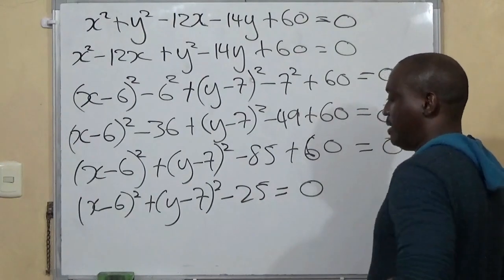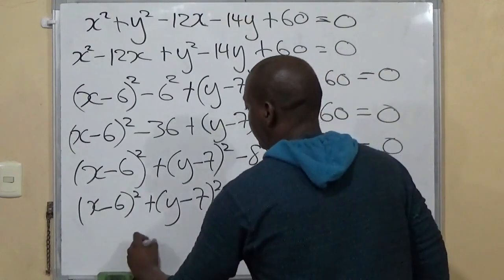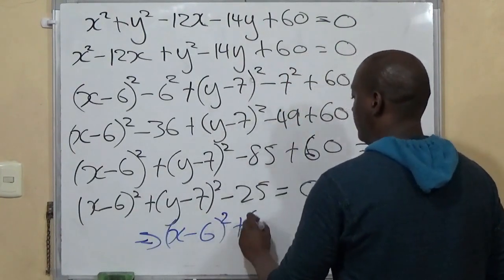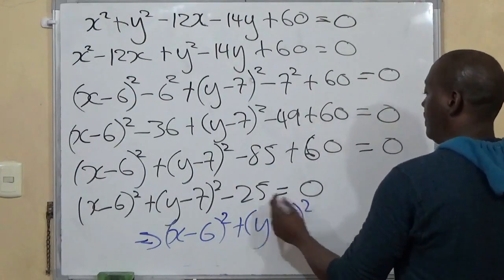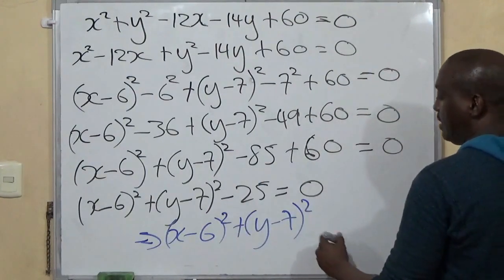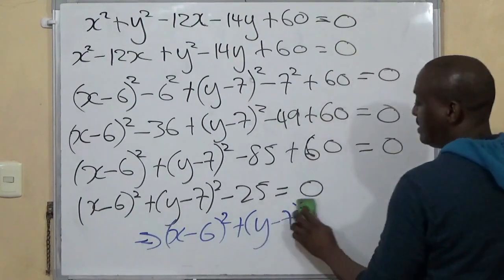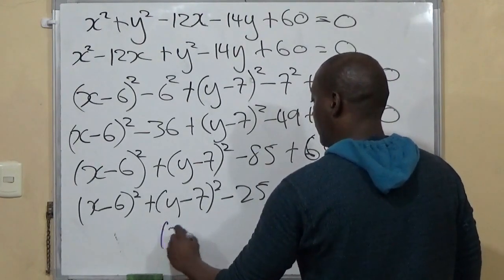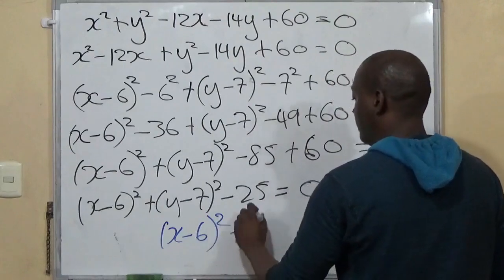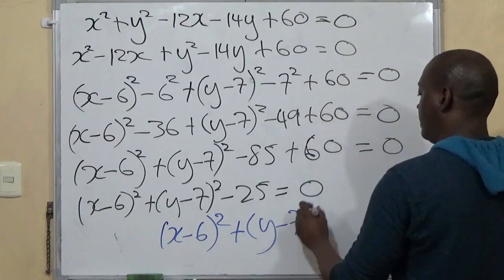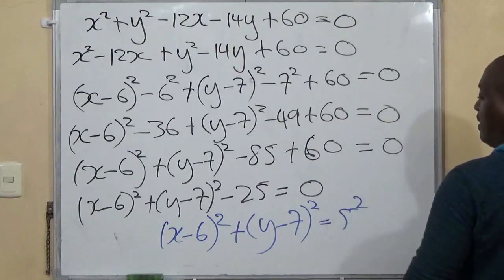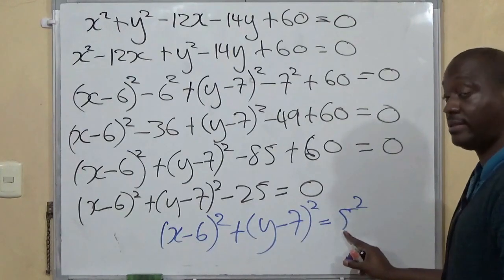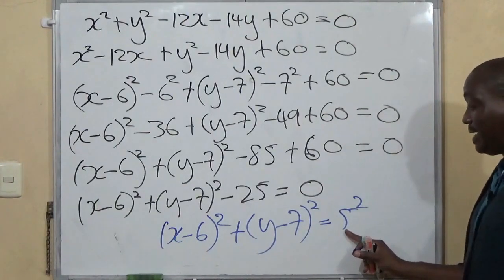The final answer will be, no choice at all, x minus 6 squared plus y minus 7 squared. You bring the minus 25 and carry it across there. You know that 25 is the same thing as 5 squared, and that's the equation. So x minus 6 squared plus y minus 7 squared is equal to 5 squared. Alright? So your center is (6, 7), and your radius is 5. And that's it.